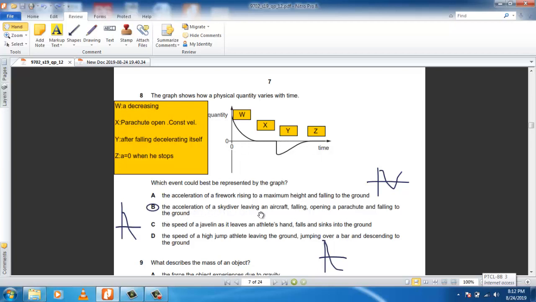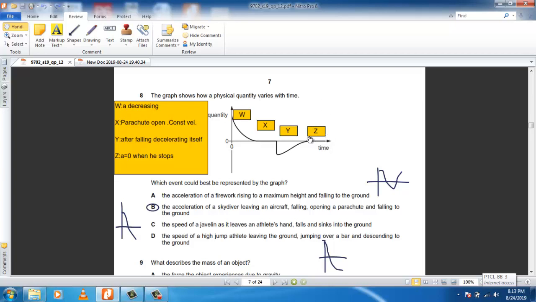In B it says the acceleration of a skydiver leaving an aircraft, falling, opening a parachute and falling to the ground. Yes, maybe. Let's see. Leaving an aircraft, acceleration is decreasing. Yes, it's decreasing. Falling, and then it becomes constant velocity. The parachute opens, it achieves terminal velocity, so it's x. Parachute opens, constant velocity, and then he falls and tries to decelerate himself. Yes, after falling it decelerates. It's the y region, and then he halts, he stops. Acceleration becomes 0.